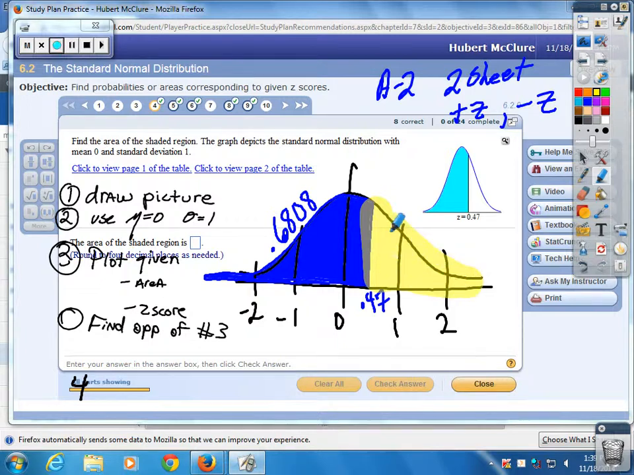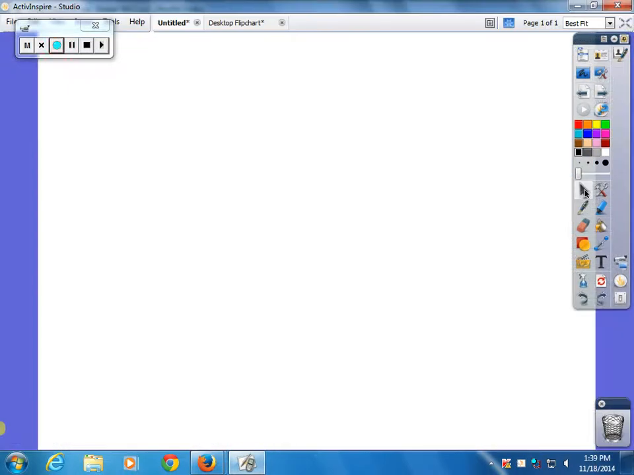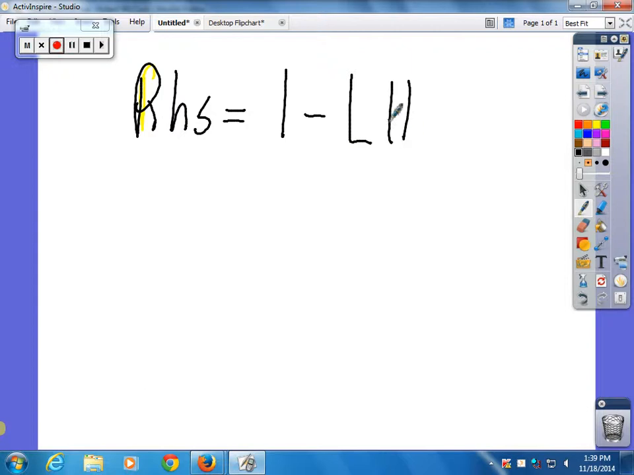Okay, there's the right-hand side. The table does not tell you the right-hand side. How do you find the right-hand side? Well, if you watch my video, you find the complement. The right-hand side is equal to 1 minus the what? Left-hand side, which is the complement of the left-hand side.